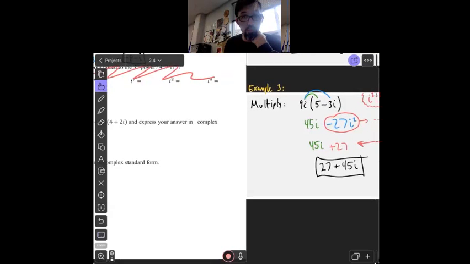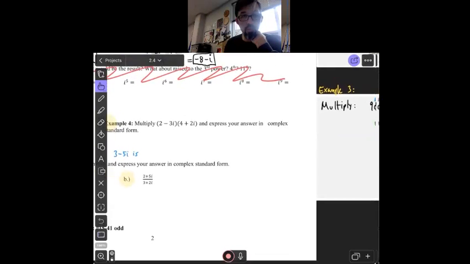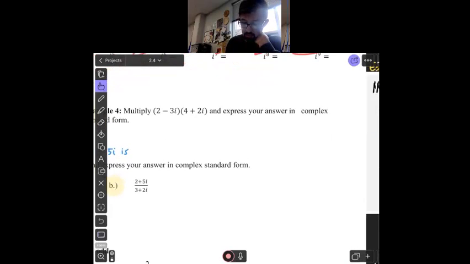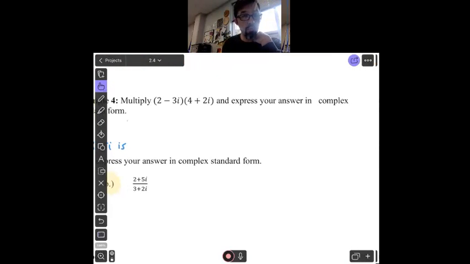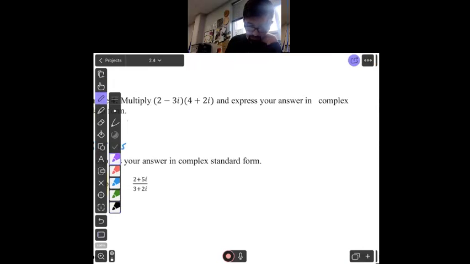Okay. So let's move over to number 4 here. Just another distribution problem, right? Just more of a FOIL problem. So 2 times 4, of course, is 8. 2 times 2i would be 4i. Negative 3i times 4 would be negative 12i. And then negative 3i times 2i would be negative 6i squared.